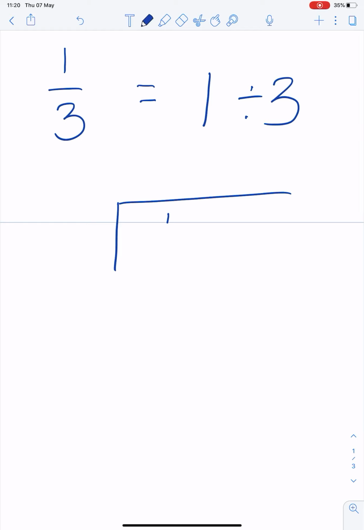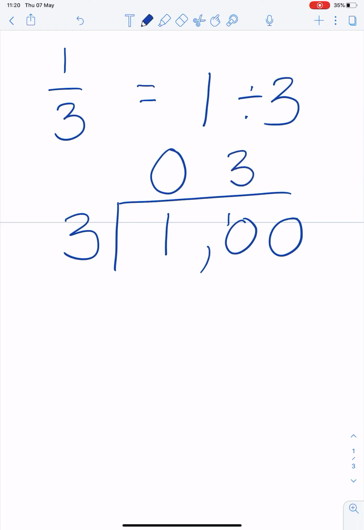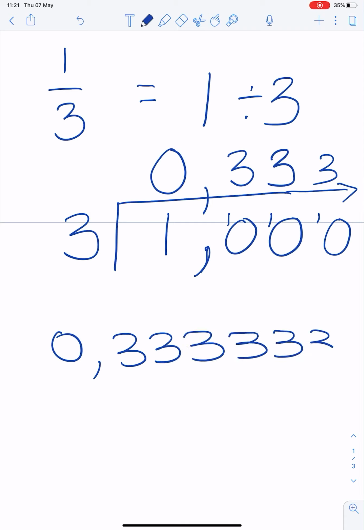So if we put the 1 inside the house and the 3 outside, we need to give it some extra zeros. 3 does not fit into 1, so we give the 1 to the next digit. 3 goes into 10 3 times, remainder 1. Now you can see that this is just going to continue on and on and on. Remember to move your comma up. So you are left with a decimal number of 0,333333 to infinity. The 3 is repeated.